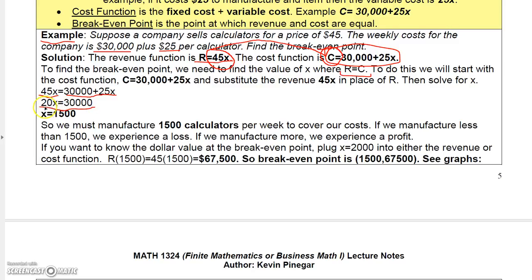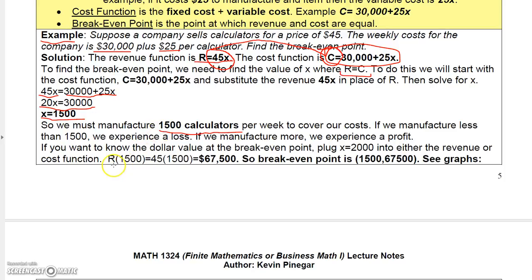And then if I solve that for x, I get 1,500. So it turns out that we must manufacture and sell 1,500 calculators per week to cover our cost. Now, if you want to find the actual revenue and cost, remember, they're both going to be equal when x is 1,500 calculators.